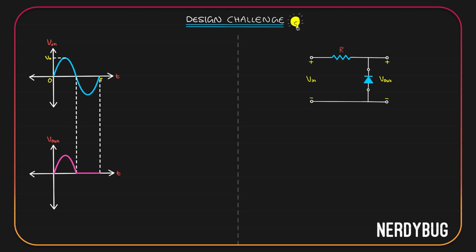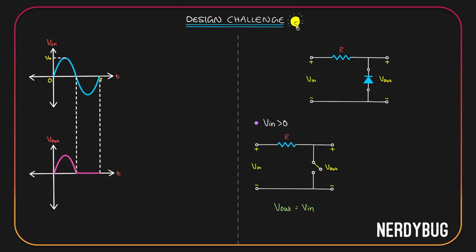Here, if input is positive, the diode gets positive potential here, negative potential here. It will be in reverse bias and we can model it as an open circuit. The circuit model will look like this. Since the circuit is open over here, whatever is given at the input will be seen at the output. So V output is equal to V input.